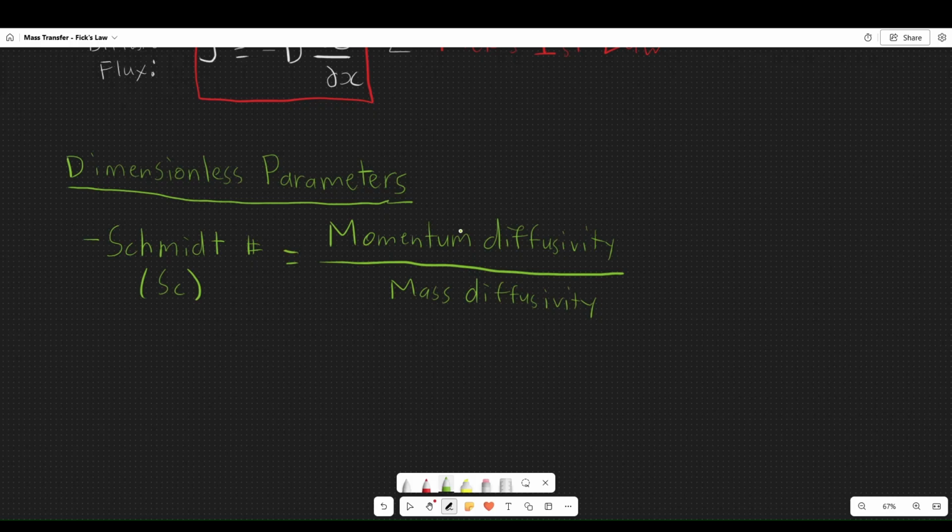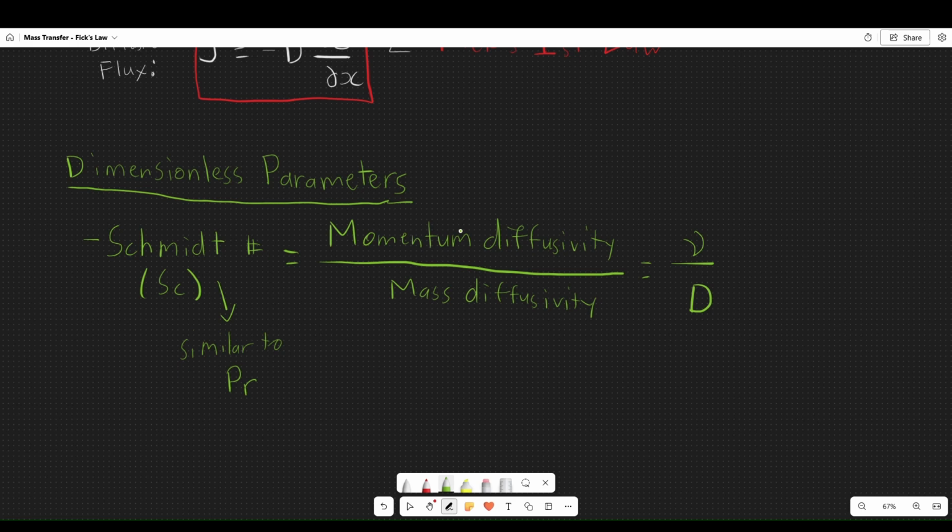And how you would write that mathematically is nu, right? Nu is momentum diffusivity, and mass diffusivity is given by D. And so this is very similar to the Prandtl number, right? Because the Prandtl number was essentially momentum diffusivity over heat diffusivity, if you remember that in the heat transfer videos.